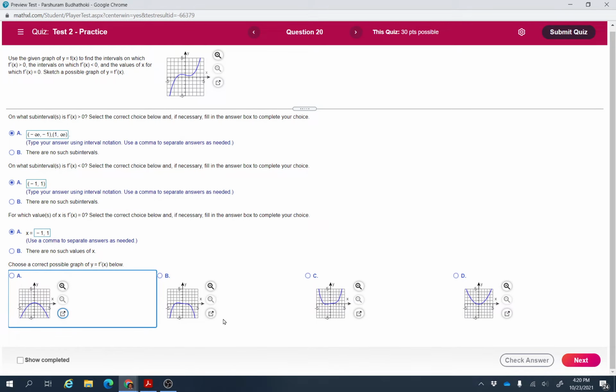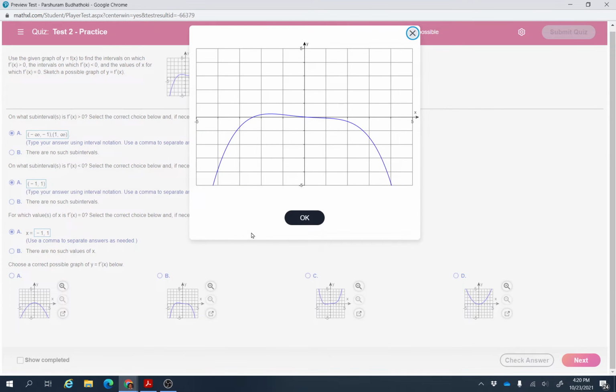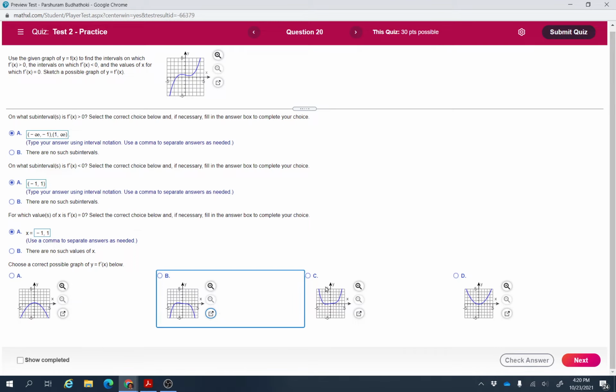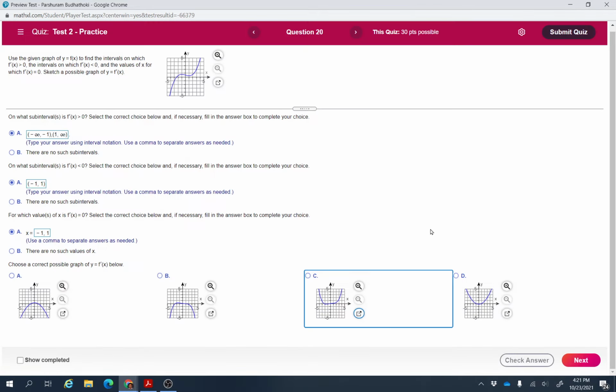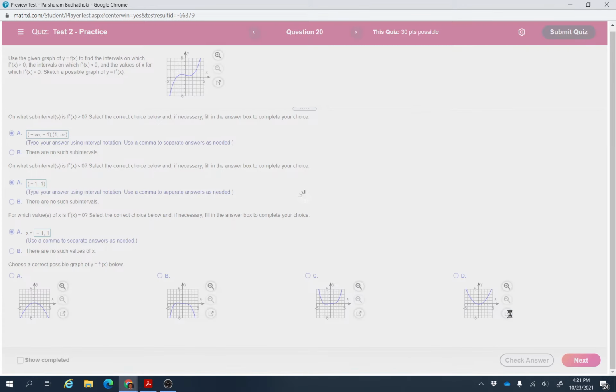And then the second one should be positive, but here you have a negative value. So this is not the right one. And then if you go to choice C, from -infinity to this point it's positive, but after that point it's negative. So this is also not the right choice. The only right choice is the last one.